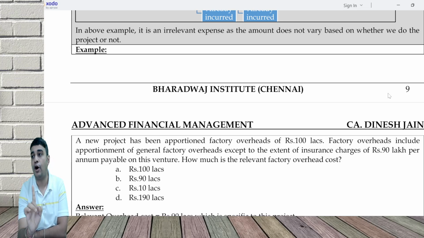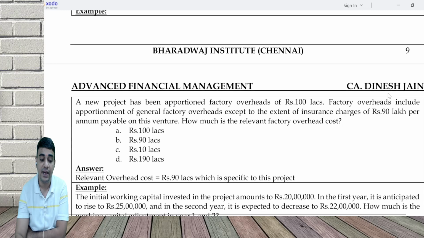So if you do the project, cost is 100. If you don't do it, cost is 10. Why 10? Because this 90 would not have been incurred. So 90 alone is specific.